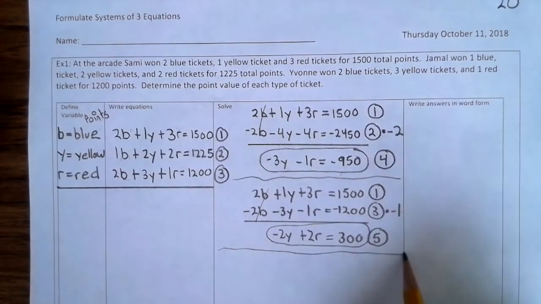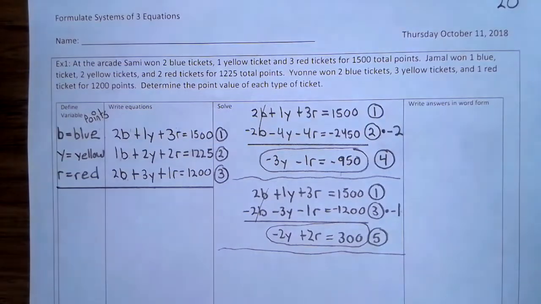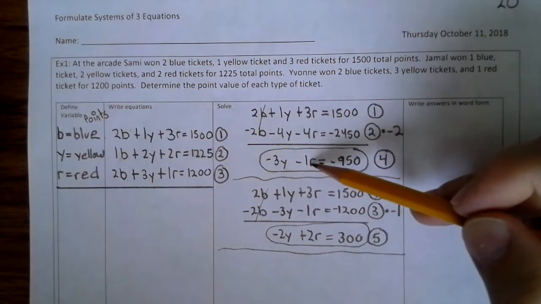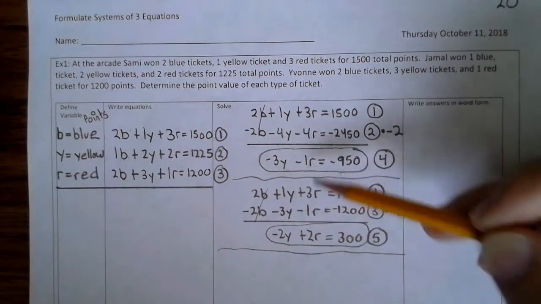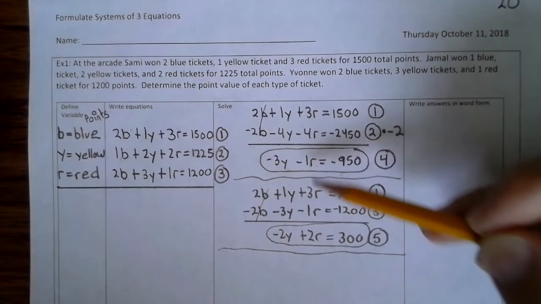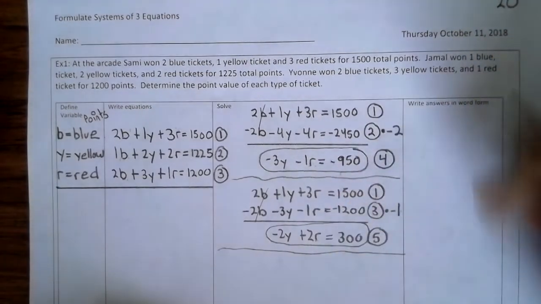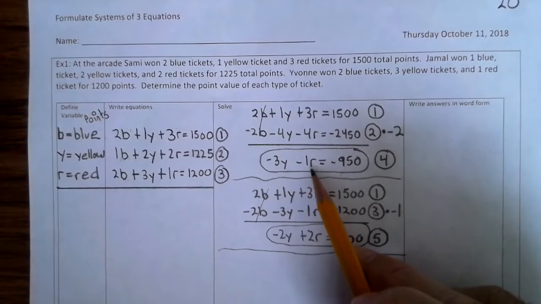All right, now we need to work with equation 4 and 5. We have the eliminated variable. It looks like this one's probably the easiest to work with. We have a negative and positive. So if I multiply this by 2, we'll have a negative 2, positive 2, they'll cancel. Okay? So we're going to multiply 4 by 2.